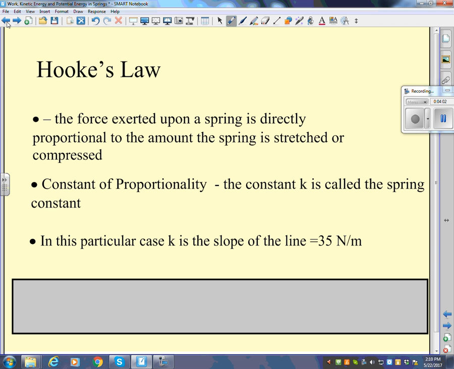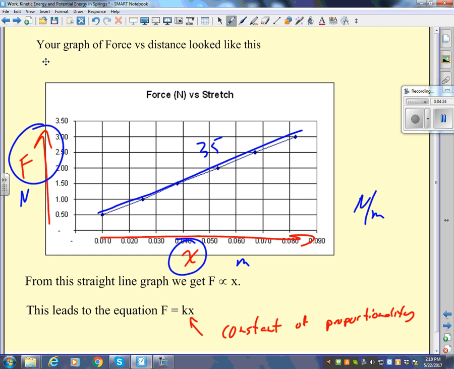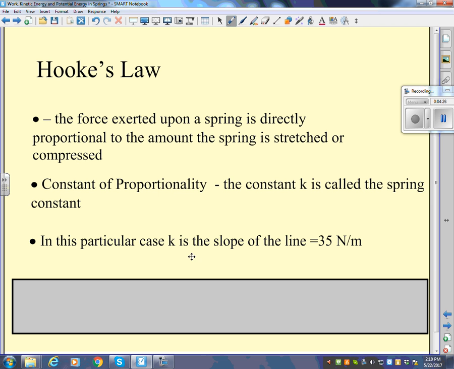Now I'm going to go back to this graph so I can talk about it, which is what I would normally do if I was in the class. So the slope of this line is the force divided by the distance, and you'll notice that it would be measured in newtons and meters. So the slope here is newtons per meter. That is the spring constant, and if we were to find the slope here, it would be 35. So k is the slope of the line, and it's 35 newtons per meter.